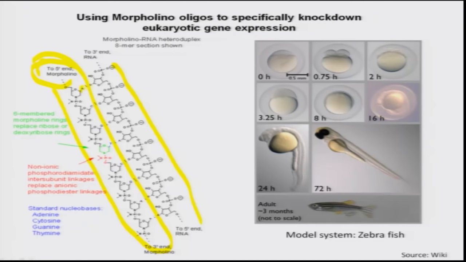So they all form base pairs just like that, right, and they have the same standard nucleic bases, adenine, cytosine, guanine, but there are changes like what is shown here. These are non-ionic phosphorodiamidate linkages. This basically makes this nucleic acid survive in the condition, because your cell otherwise would degrade them, right. And this is the assay system with which people have developed and validated this, because these are zebrafish.